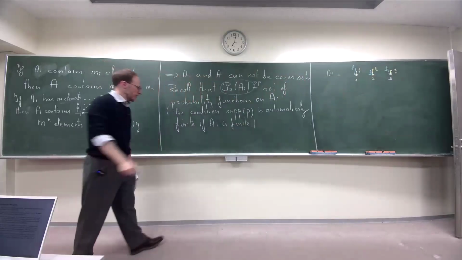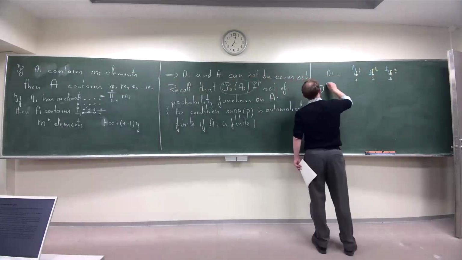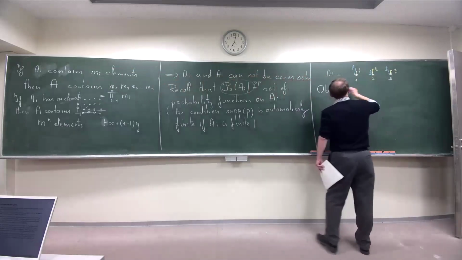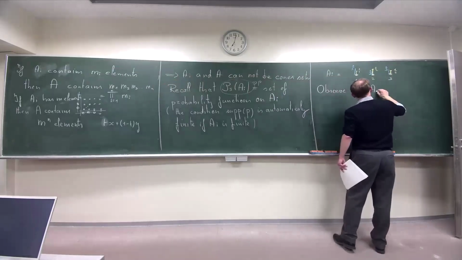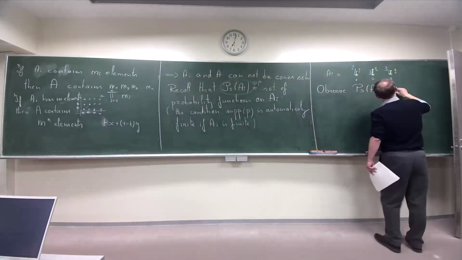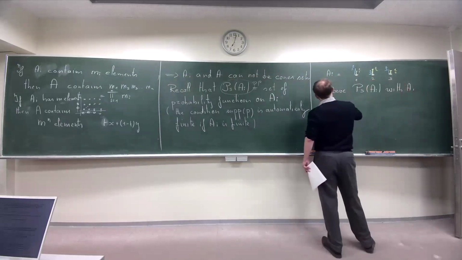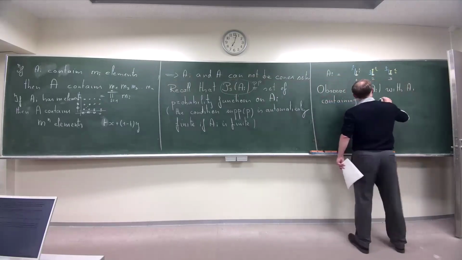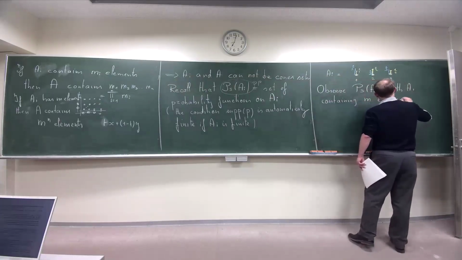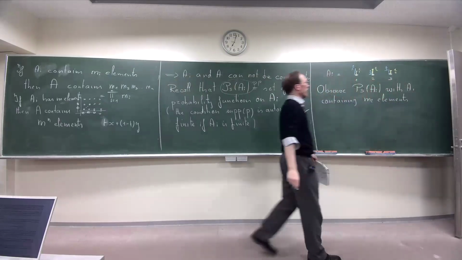But there is an easier way to do it. Observe that this set of probability functions on A_i, with A_i containing, let's say, m elements, or keep the same notation, m_i elements.